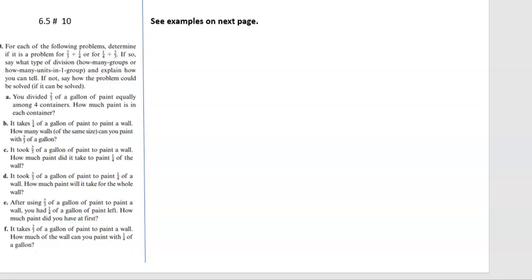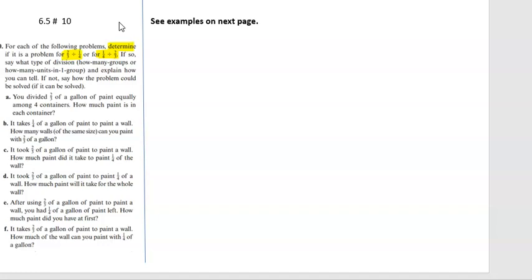Section 6.5, homework problem number 10. So here, all the problems are given. They give us the word problems, but they want us to first determine if we can solve the problem by doing a division, whether it's 3/2 divided by 1/4 or 1/4 divided by 2/3.